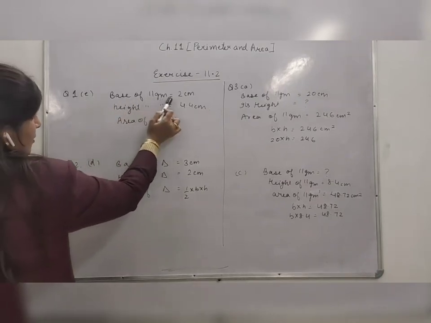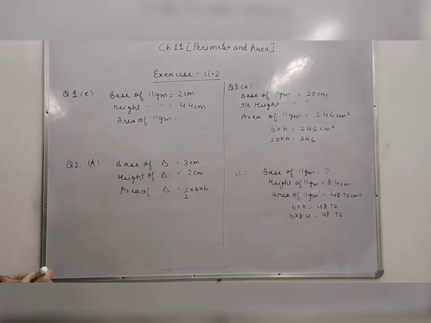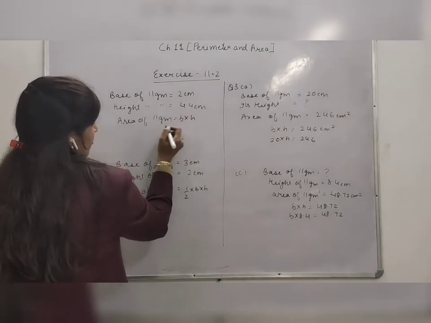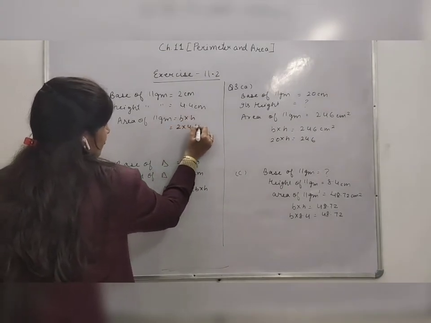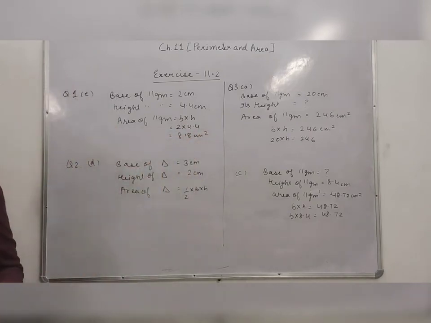So base of the parallelogram given 2 centimeter, height is 4.4 centimeter, and area we need to find out. So base and height both are given. So B into H is the formula. So 2 into 4.4. So answer will be 8.8 centimeter square. In this way we can find out.